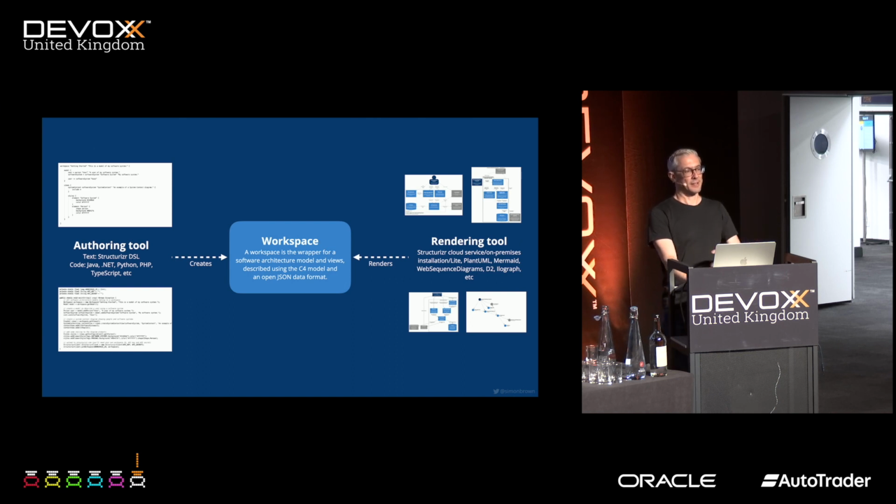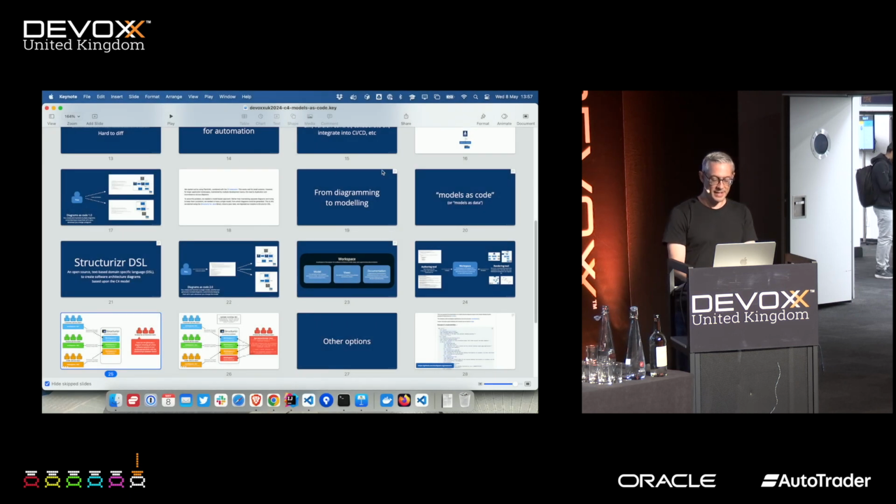Two things worth noting. Number 1, this workspace concept is authoring tool agnostic. So there are a bunch of tools that you can use to author these workspaces. I'm going to show you the Structurizr DSL, but you'll find other options on GitHub. And this tooling is also rendering tool agnostic. So I'm going to show you a bunch of rendering tool options. So let's get into this.